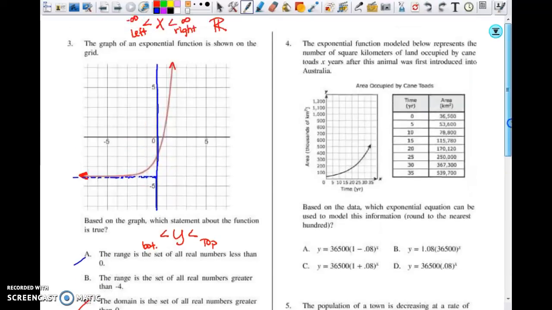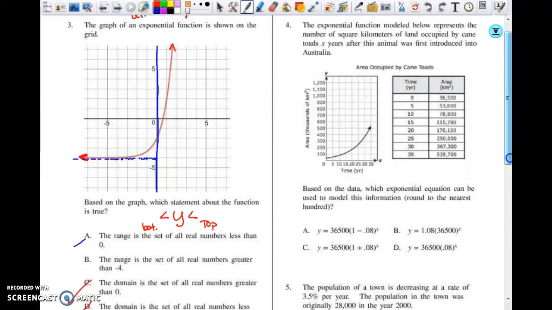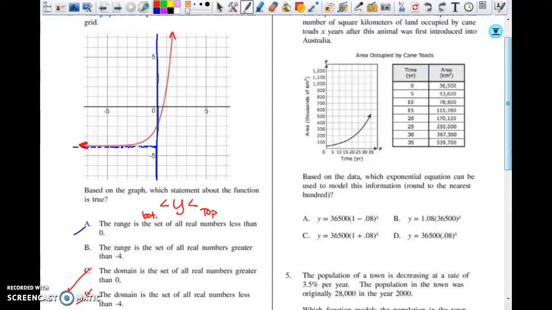Okay, number 4. So this one, they gave you the exponential function model below, which represents the number of square kilometers of land occupied by cane toads x years after this animal was first introduced to Australia. So they give us the graph and they give us the table, right? And so again, we need the equation. But guys, let's just try to eliminate some of our answers based on the data. Which exponential equation can be used to model this information?